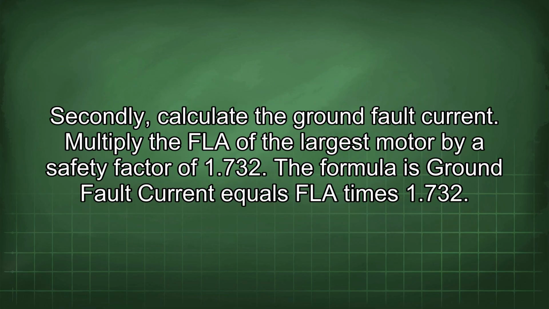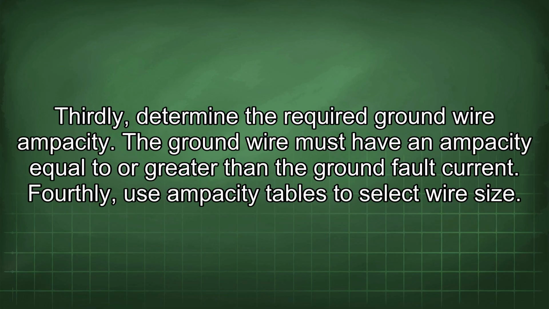Secondly, calculate the ground fault current. Multiply the FLA of the largest motor by a safety factor of 1.732. The formula is ground fault current equals FLA times 1.732.